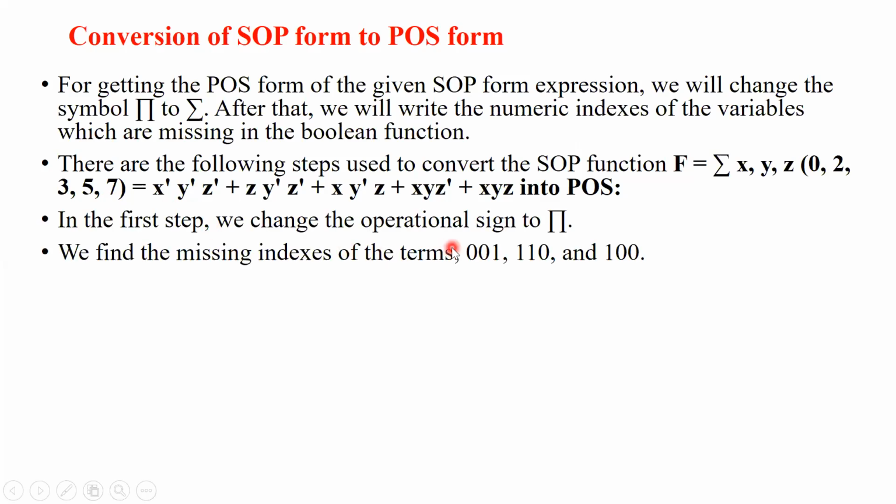So first step, we change the operational sign to pi. Then we find the missing index. First you write down the missing term and then you write it down in binary. So we have 1, we have 4 and we have 6. Then you can write them down in binary.